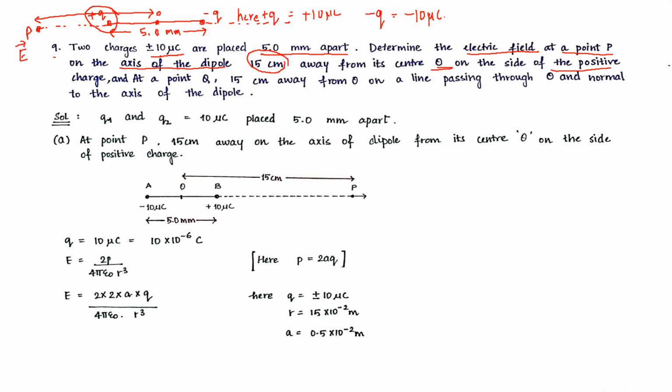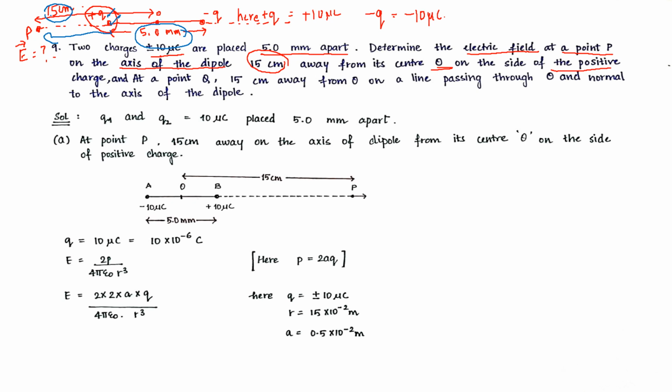The electric field over here is questionable. We don't know. And how much is this distance? This is 15 centimeter. The dipole's length is 5 mm, whereas the distance of the point P, where we need to find the electric field, from the center of dipole is 15 centimeter. And they are saying it is at this side of positive charge. So this is positive charge, and from here this is on the side of positive charge.